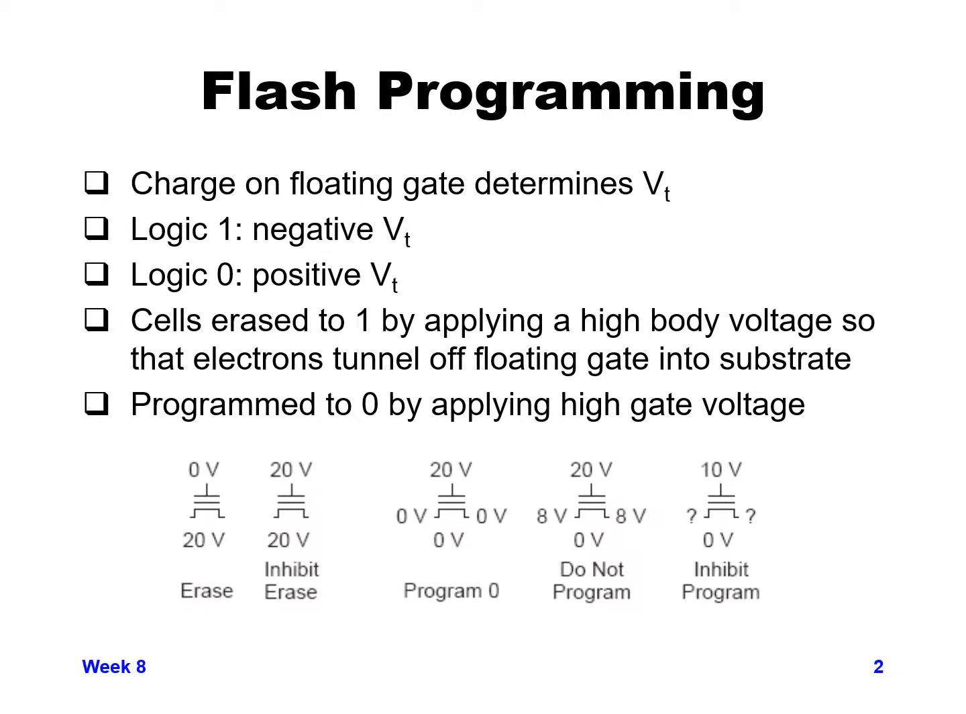If you want to program a 0 to a transistor, you put the bulk voltage of all of your transistors at 0 volts, and you put the gate voltage at 20 volts. And you also make sure the source and drain are at 0 volts. If you don't want to program when your bulk is at 0 and your gate is at 20, you can put the source and drain at 8 volts. And I'm not sure exactly what inhibit program means, so I'm not going to speak to that. But that's how you wind up programming to either 0 or 1.